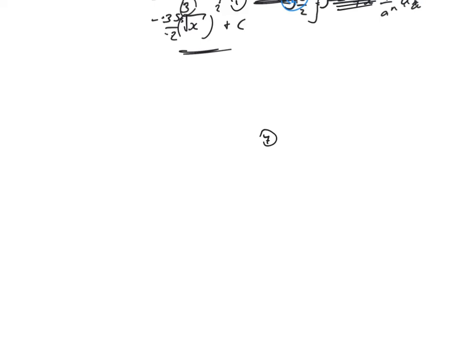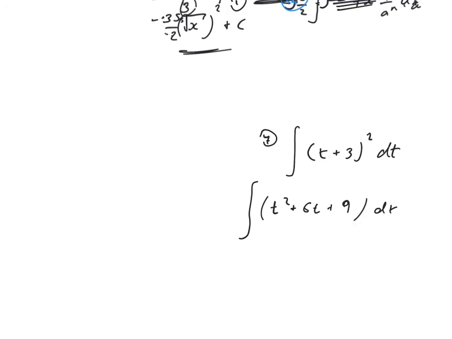Okay, example 7. I'm going to integrate t plus 3 squared. Okay, get rid of that bracket, open that up, that will be t squared plus 6t plus 9. I'm going to integrate that. The reason why I'm wrapping a bracket around that is to show that this dt, which is an indicator that you're going to integrate, is affecting each term. Okay, so what do you do now? Just integrate the 3 terms in turn.